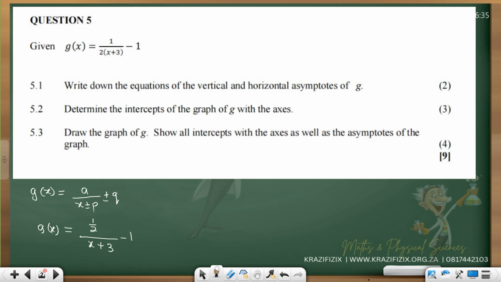So 5.1 would be what? Vertical asymptote, x would be equal to -3, and horizontal asymptote y would be equal to +1. I'm expecting everyone to get those 2 marks. We're not joking with those marks. Very, very important.